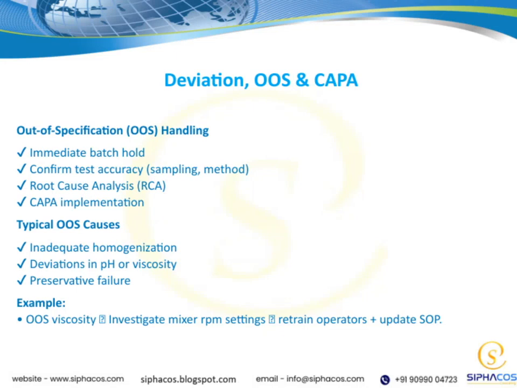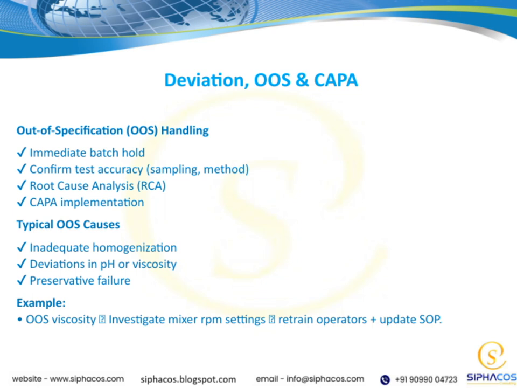Let's talk about how we handle out-of-specification, or OOS, situations and the importance of CAPA in this process. When an OOS result occurs, the first step is to immediately hold the batch to prevent any further processing or distribution. Then, we need to confirm the accuracy of the test, which includes checking sampling procedures and the testing method itself to rule out any errors. Next, we perform a root cause analysis, often called RCA, to identify what caused the deviation. Once we've pinpointed the cause, we implement corrective and preventive actions, or CAPA, to address the issue and prevent recurrence.